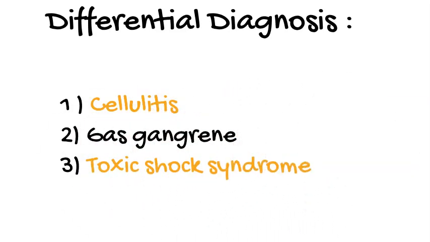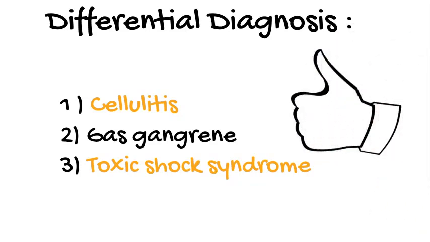Differential diagnosis of necrotizing fasciitis include 1. Cellulitis, 2. Gas gangrene, 3. Toxic shock syndrome. I am going to cover the differential diagnosis in another video.